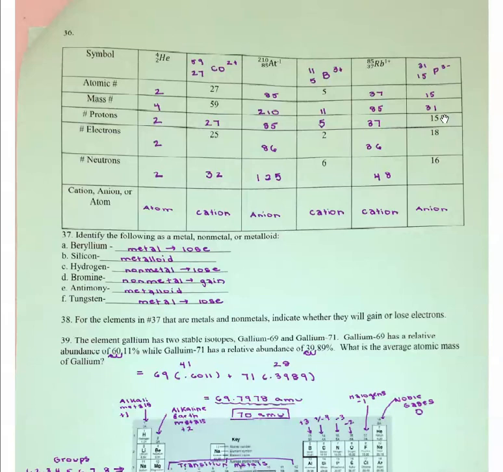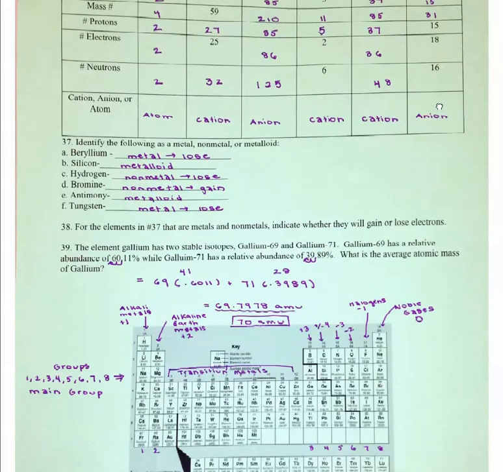Last one. Since protons are 15, my atomic number is 15. 31 for mass number because 15 plus 18. That's wrong. Oh, sorry. Sorry, my brain. 15 plus 16 is 31. Okay, I've got 15 protons and 18 electrons, so 15 minus 18 is -3. There's my -3 charge, and since it's a negative charge, it's an anion.